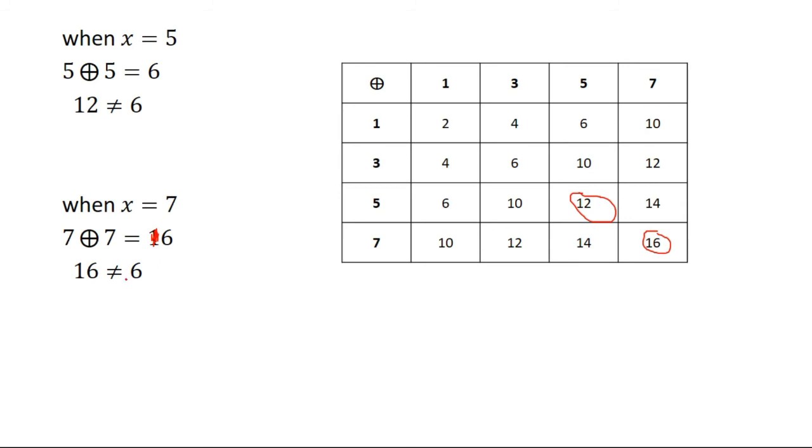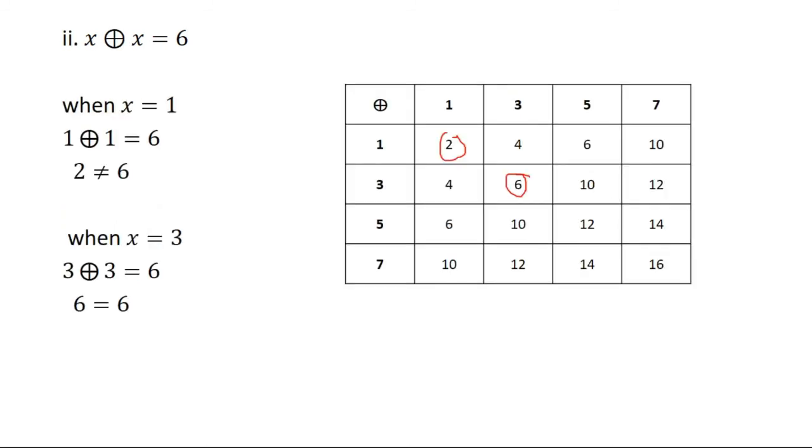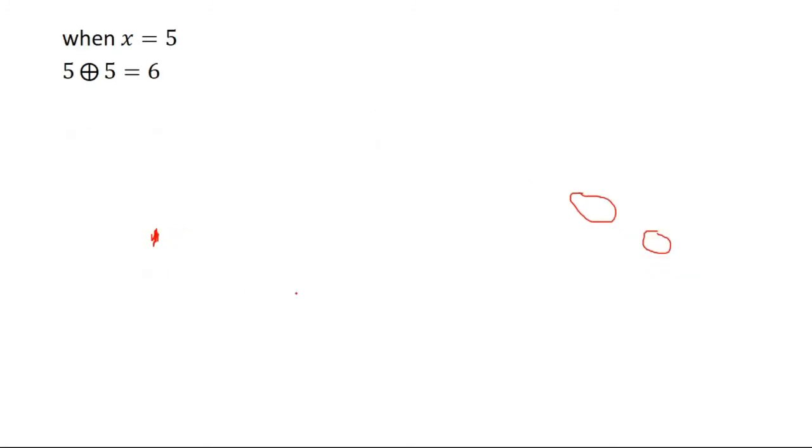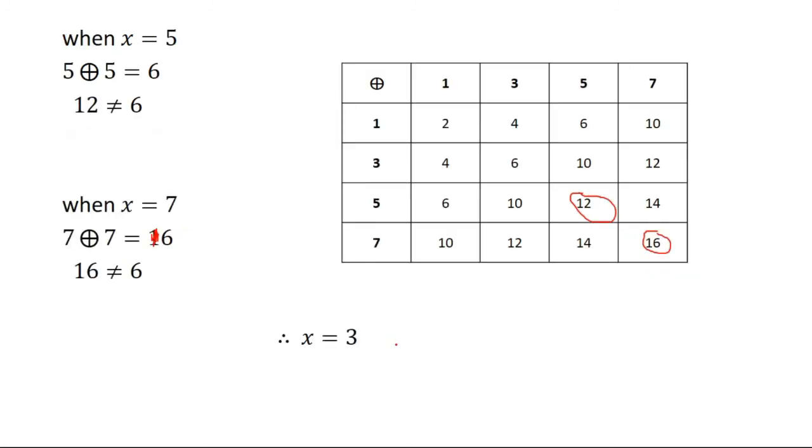So you see that from here, when we check the whole thing, it is only x equal to 3 that satisfies it. So we can say that therefore x is equal to 3 for the second part. I hope that is clear.